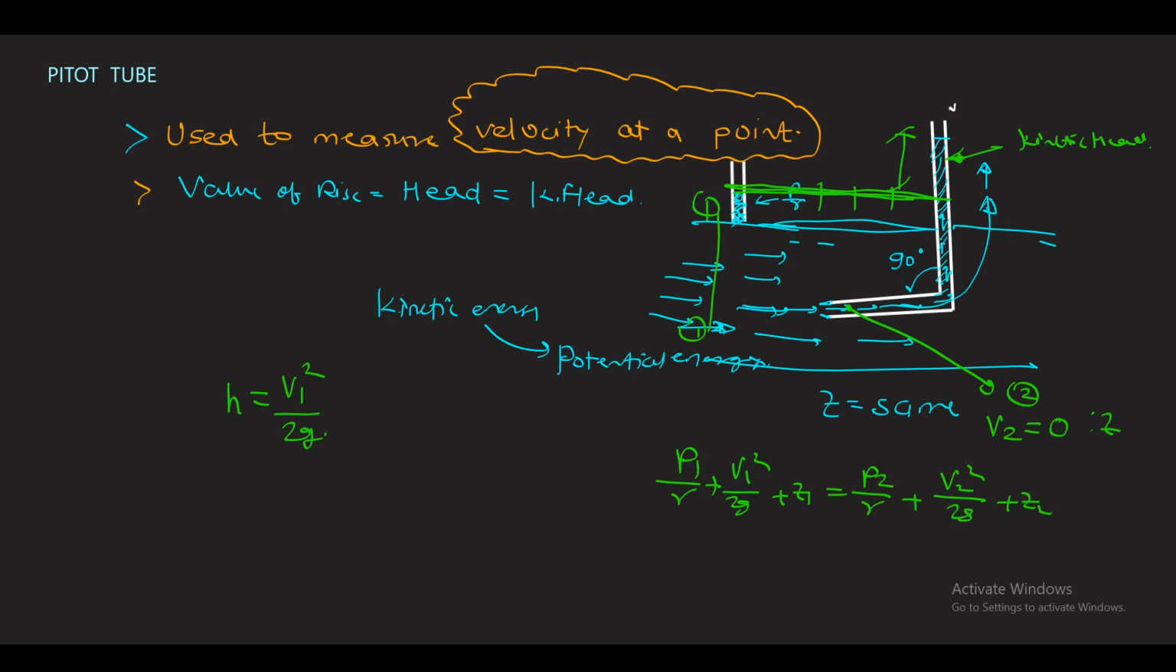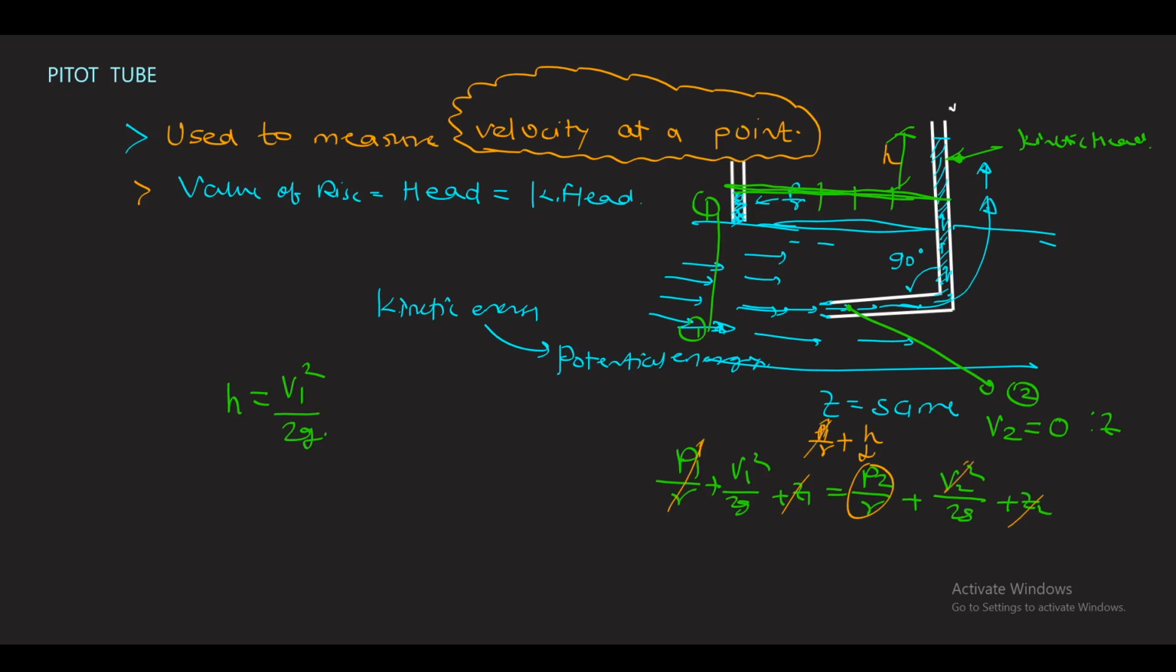Now here in this case, Z1 and Z2 get cancelled, as there is the same datum. Then P1 by gamma, and this value I can say is P1 by gamma plus small h, correct? I am writing in terms of head, and this is the small h, so P1 by gamma plus h. So this P1 by gamma and this P1 by gamma get cancelled.